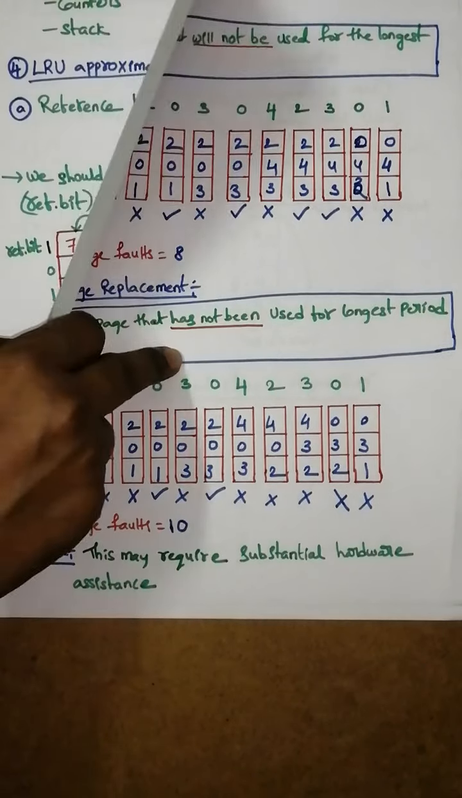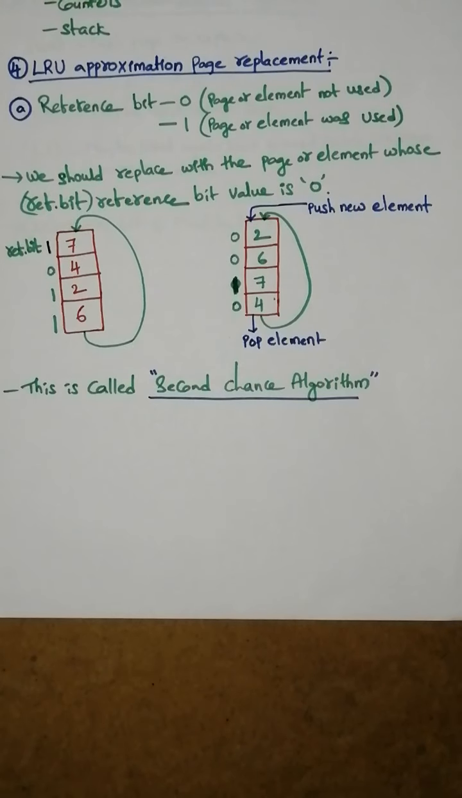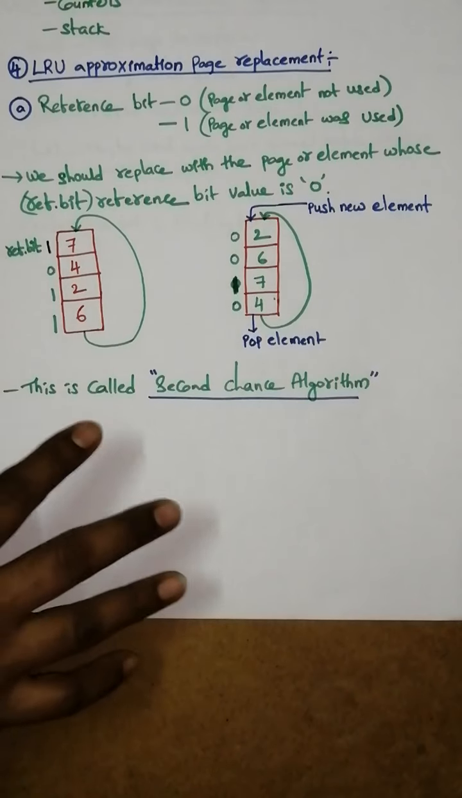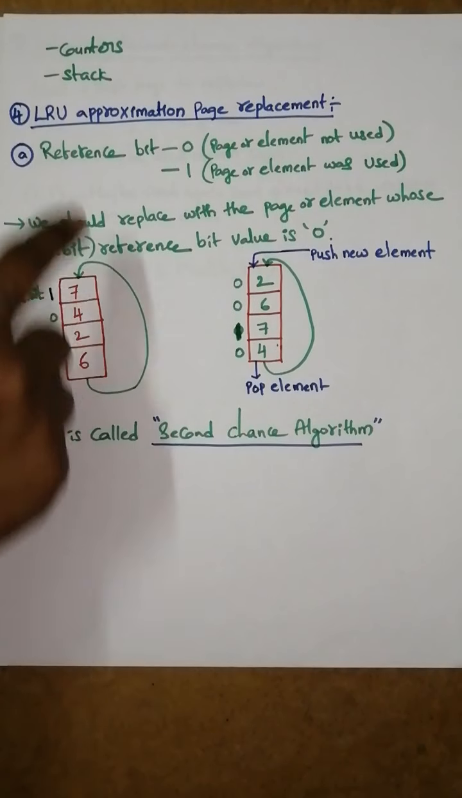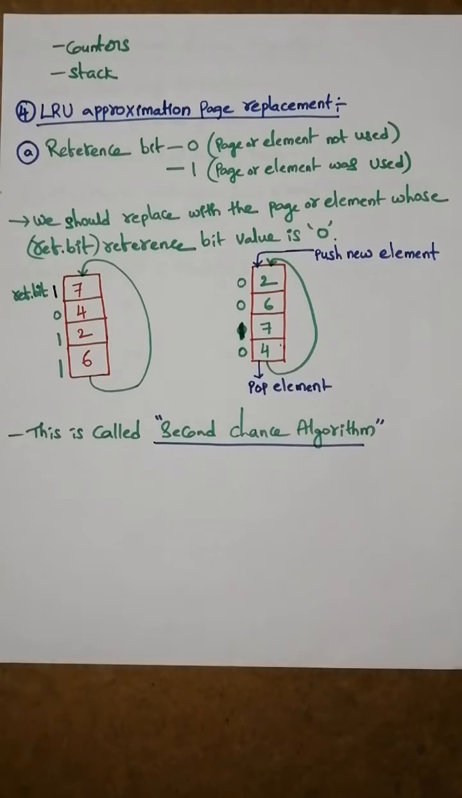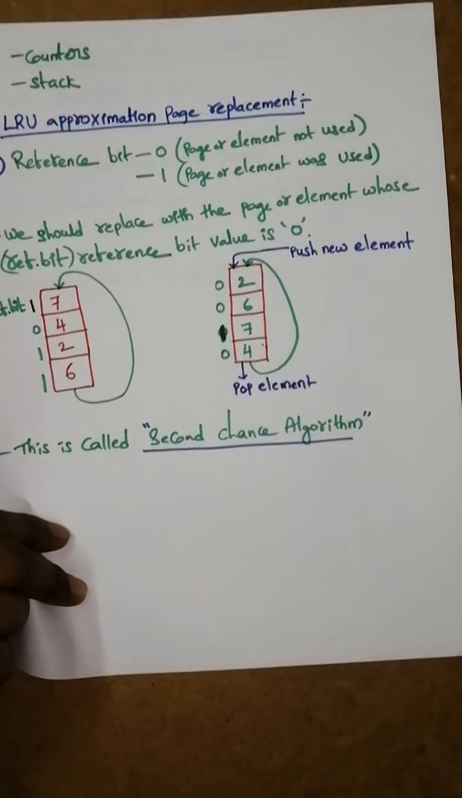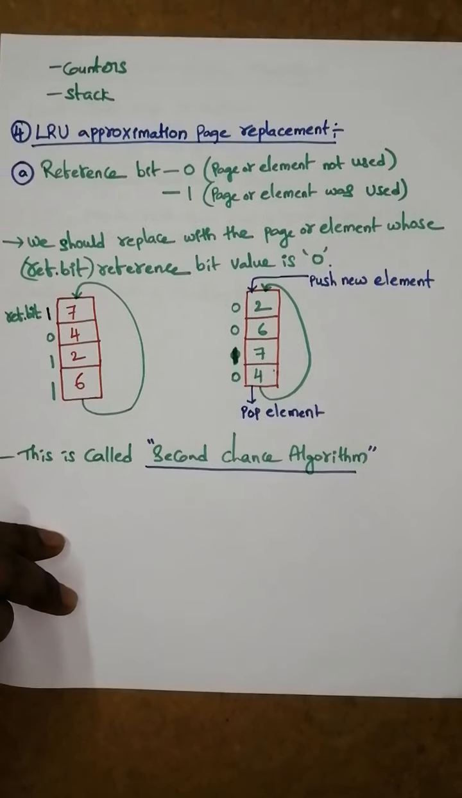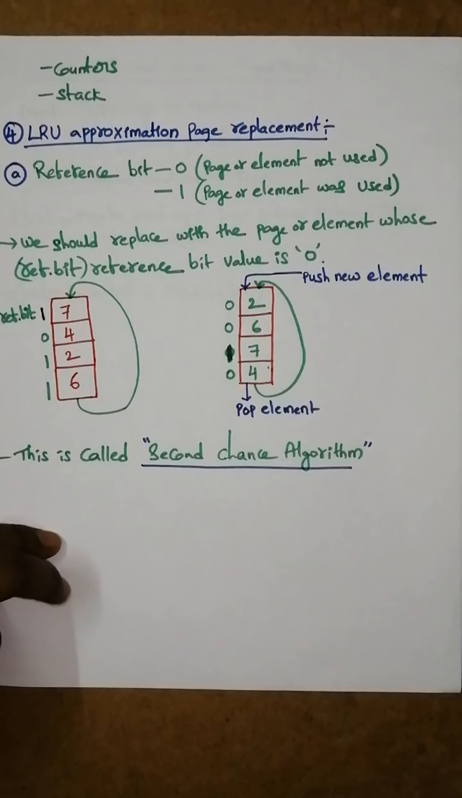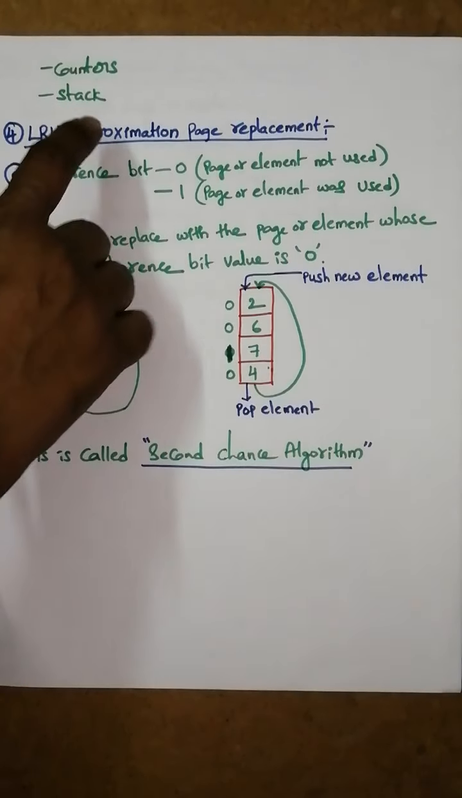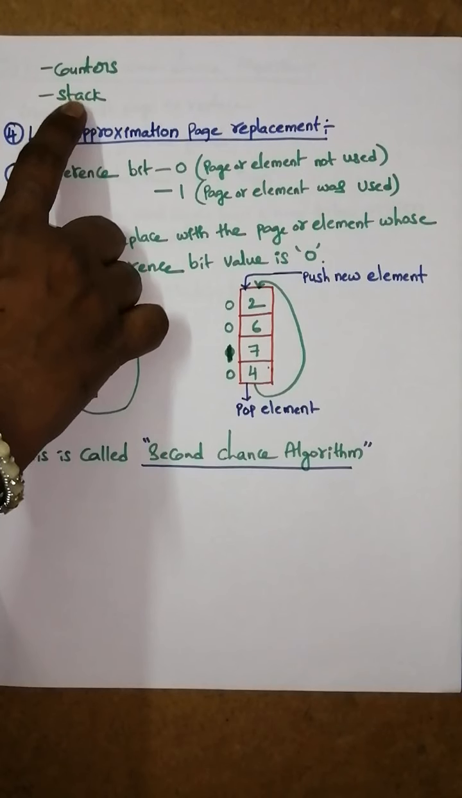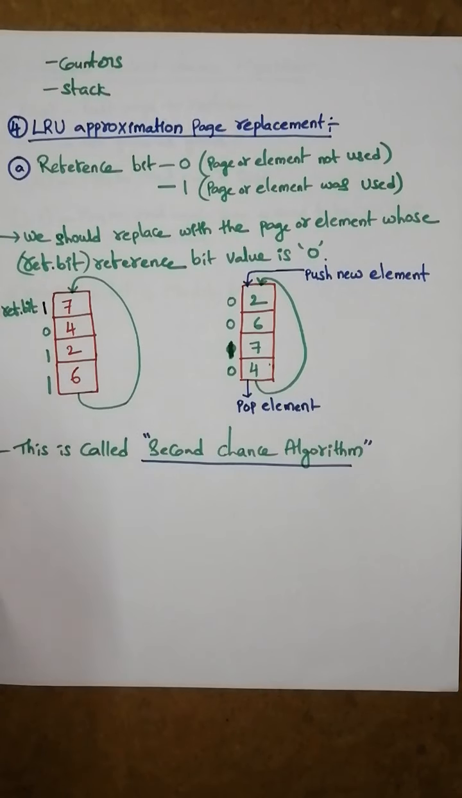So for that hardware assistance, we are using two methods. The first one is using counters. Now let's see what that is. Using counters means a counter will be there which will be keeping track of all the pages, how many times it was called, how many times it was used, how many times it is not used, and so on. So counters is one method, and the other method is called a stack, where the recently used element will be on top of the stack, and the longest unused one will be at the bottom of the stack.